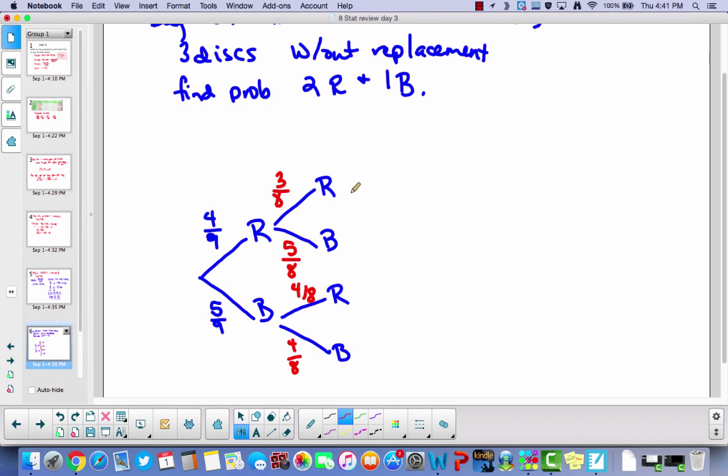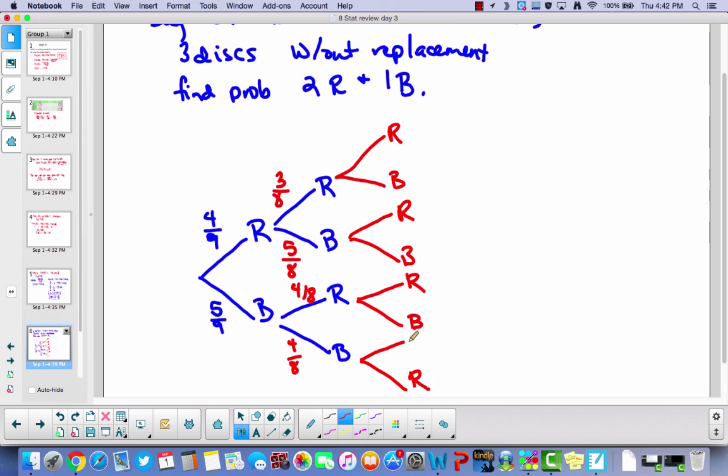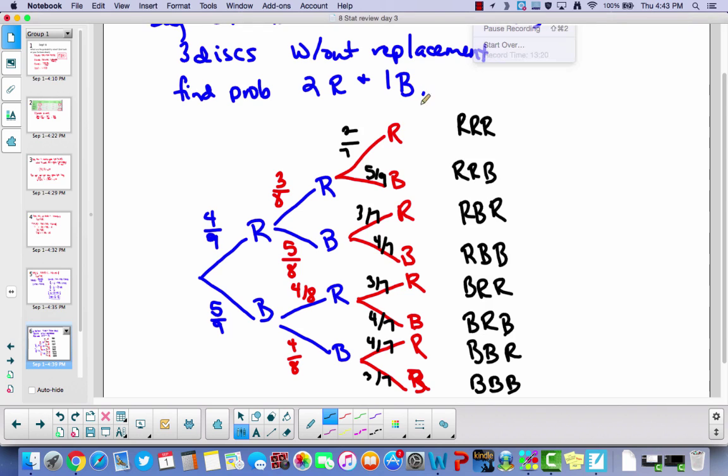I would like you to think about completing the tree diagram with the probabilities for the last draw. Pause it so you can do that. Oops, that should be a blue. Okay, so pause this and fill in these probabilities. Okay, does your tree diagram look like this?